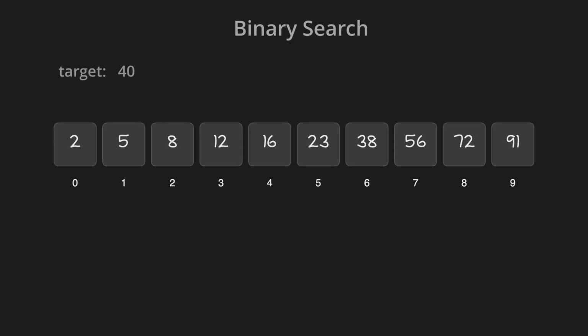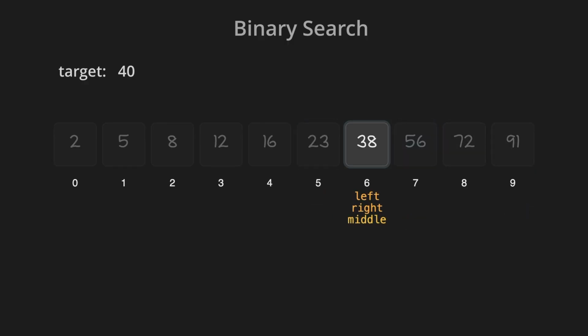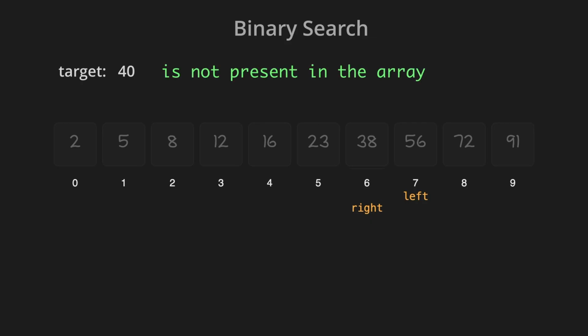Now let us see an important edge case. What if the target is not present in the array? For example, let us search for 40. Binary search will keep reducing the search range. When the search range becomes empty, we stop and return -1. Once the left pointer becomes greater than the right pointer, it means there is no valid search range left. So the target is not present in the array.